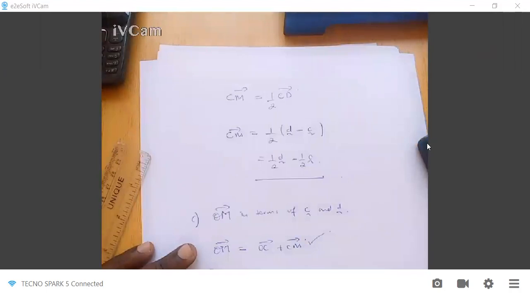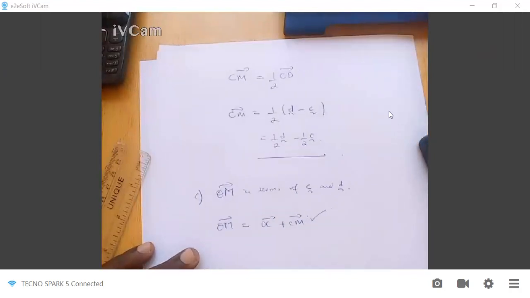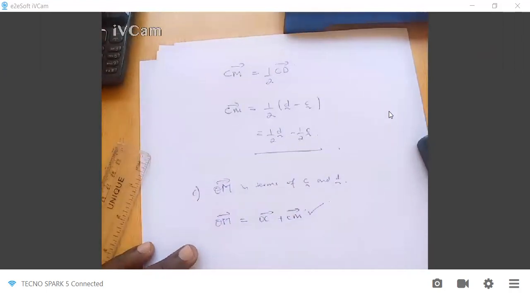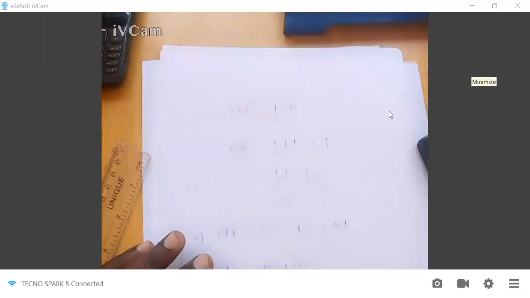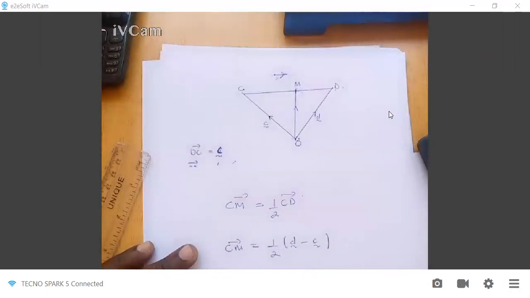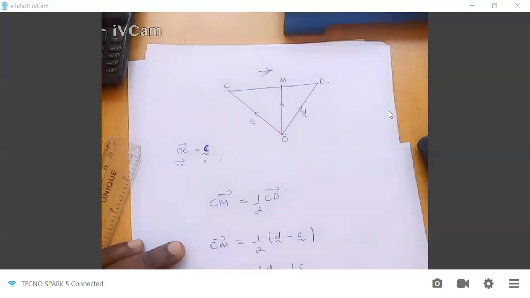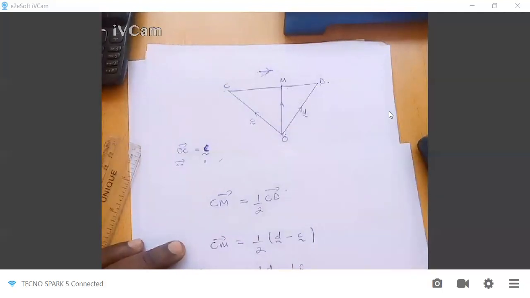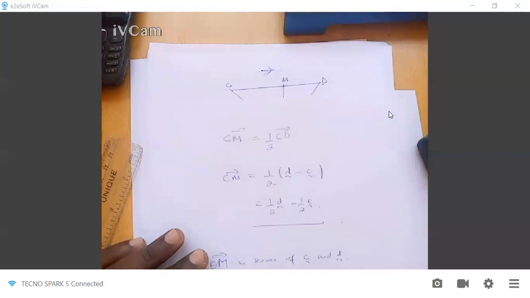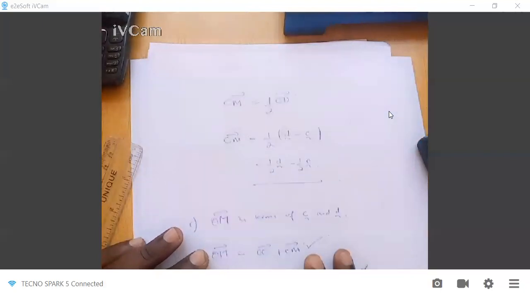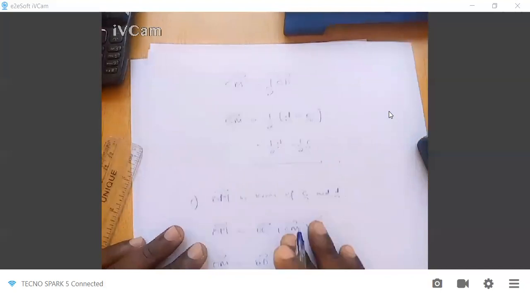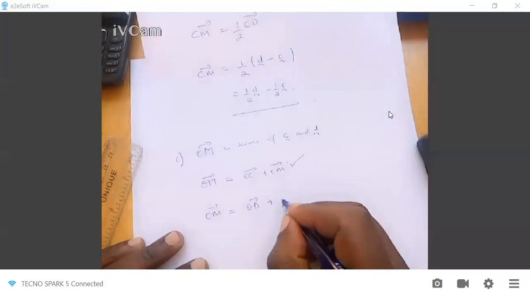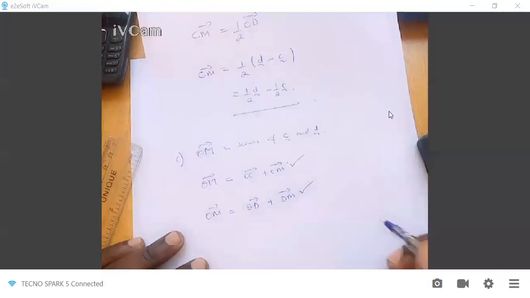Alexandria, what is your view? My view is from OC to OD. What is the other direction? You have seen OD. OD plus DM. Okay, so it is OD plus DM. They are all right.